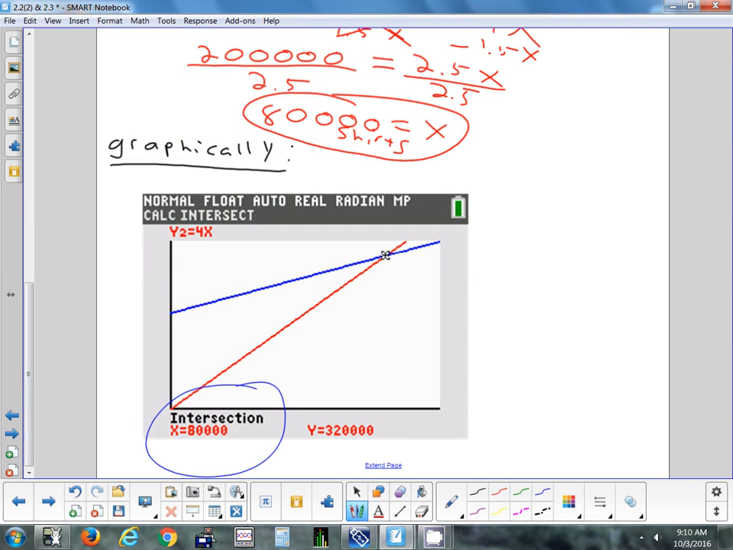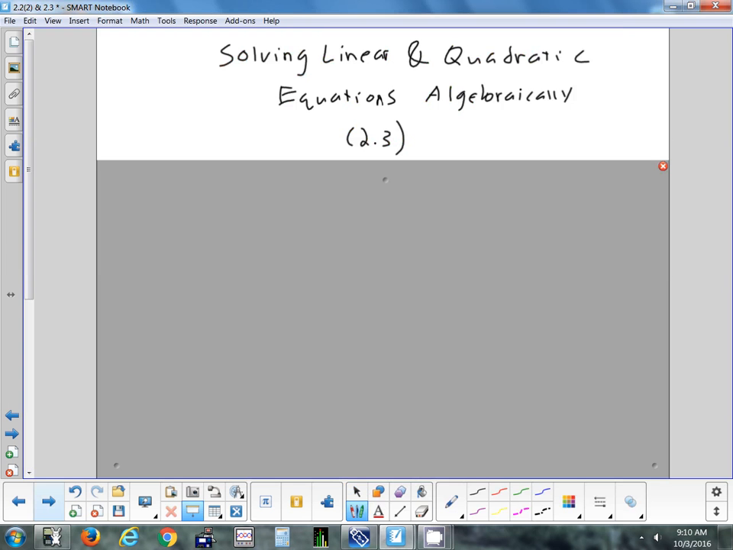What's my revenue if I sell 80,000 shirts? Well, my profit is 0, but what's my revenue? 320,000. My revenue is 320,000. My cost was 320,000, so was my revenue. My profit now is at 0, and now I start making money. Okay. So any questions on that? All right, so that's it for section 2.2. That's all that was left in that one.